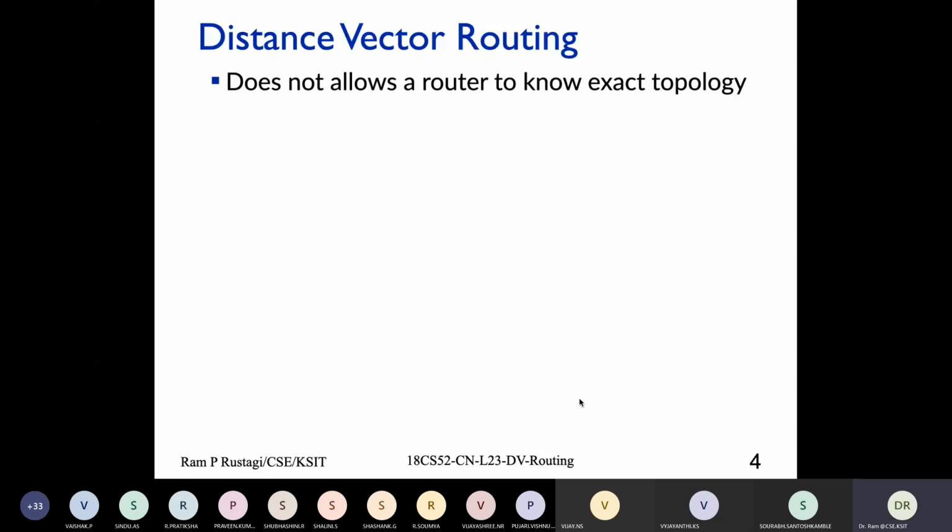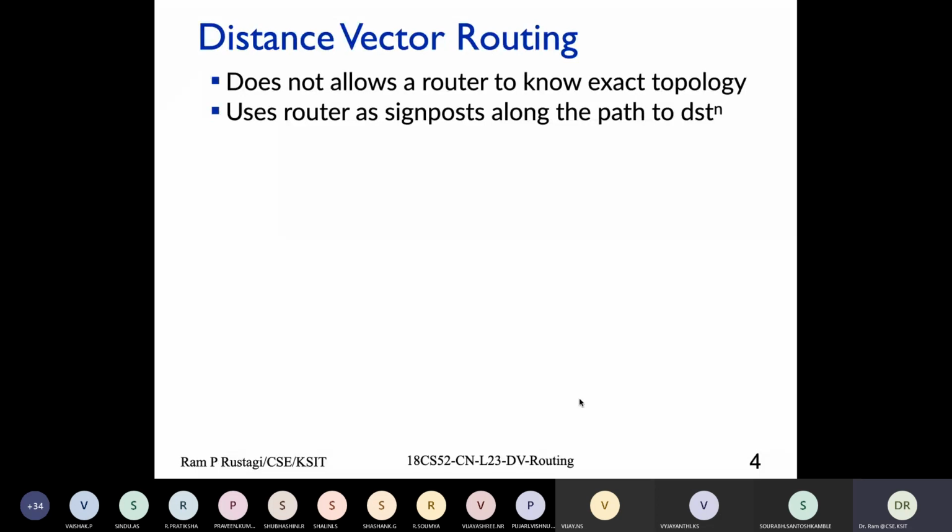So as we said, the topology does not allow a router to know the exact topology. A router does not know beyond its neighbor how the connectivity is. A router knows connectivity only of its neighbors and no more. It, however, knows reachability information of the remaining network, which it learns from the neighbors.